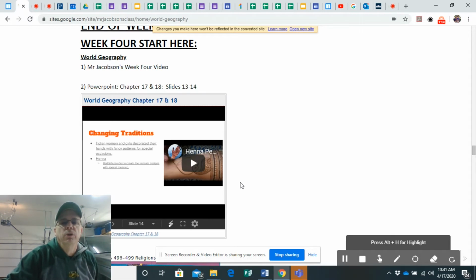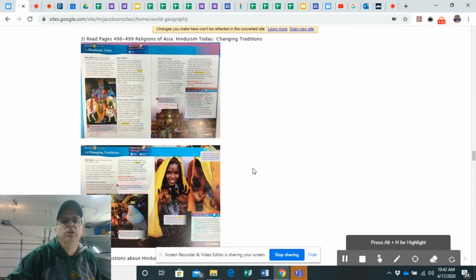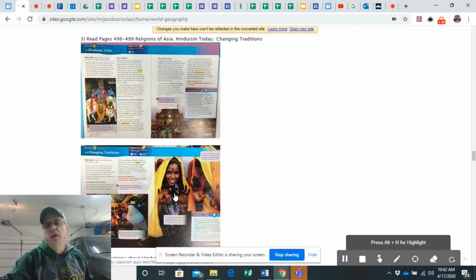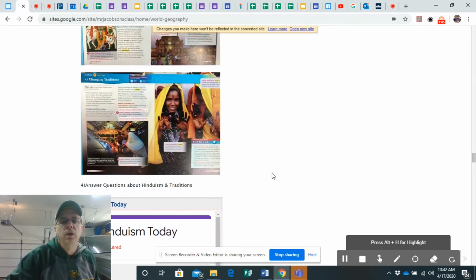One of the traditions that you're going to be concentrating on is some of the painting that they do on their body. And you'll be looking at the slide, looking at the video clip. And then after that, there's just a couple pages to read. And again, one of them's Hinduism today and what it's like today. You'll have to look at this picture and just tell us what you think about it. And then also the second thing is changing traditions, and that's including that painting and how our traditions are different than probably those in India and South Asia for the most part.